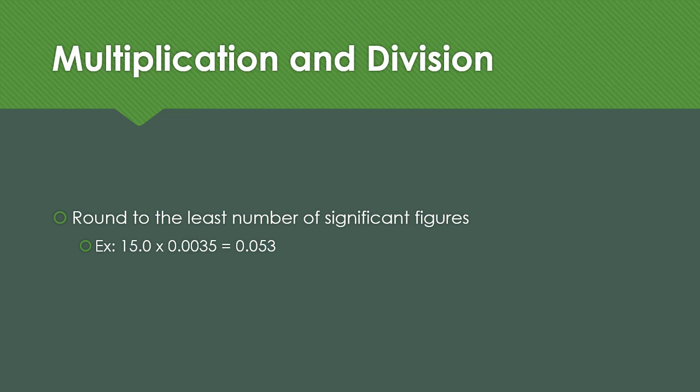For multiplication and division, you should round to the least number of significant figures present in the numbers that you are multiplying or dividing. This is the rule that we will more commonly use in this class, since most of our math operations involve multiplication or division, or both. So, for example, if we took 15.0 times 0.0035, the correct answer for this will be 0.053. 15.0 has 3 significant figures, while 0.0035 has only 2, which means our answer can also only have 2 significant figures present in it.